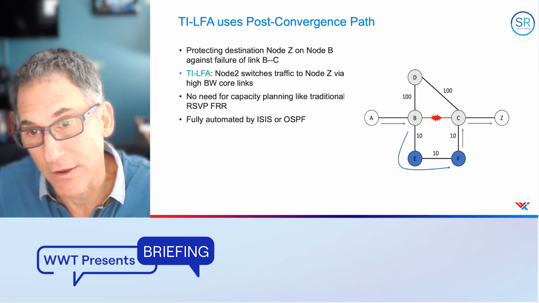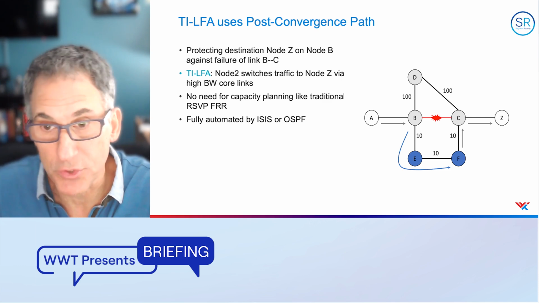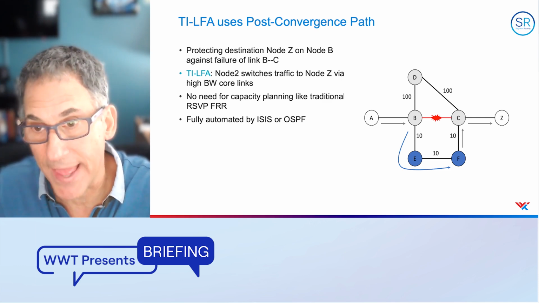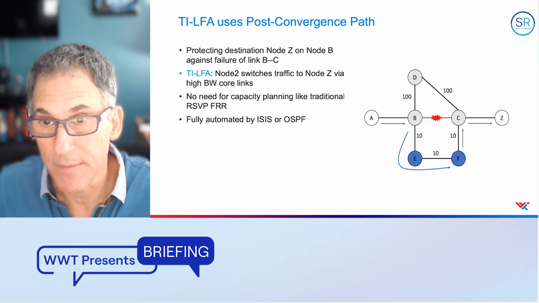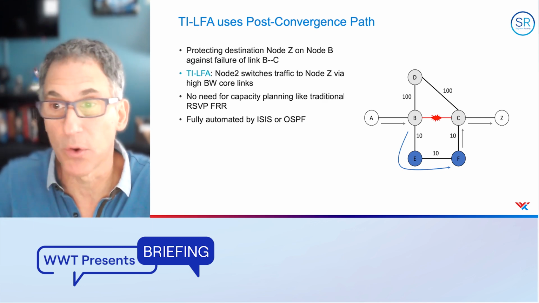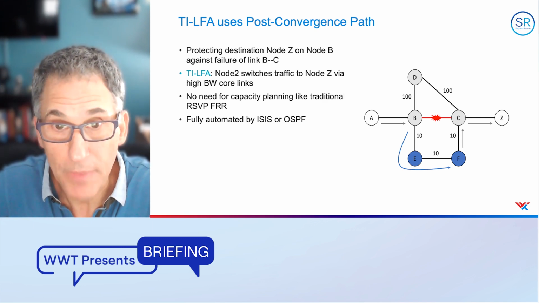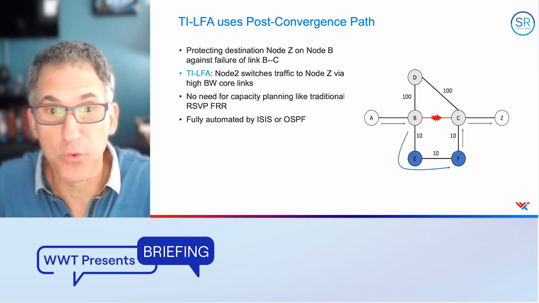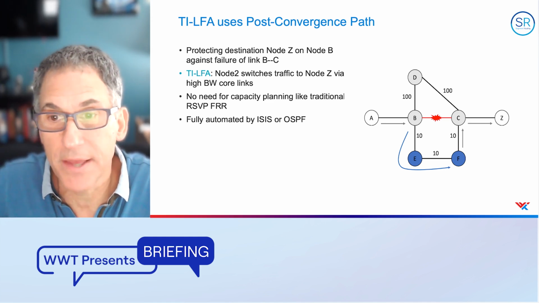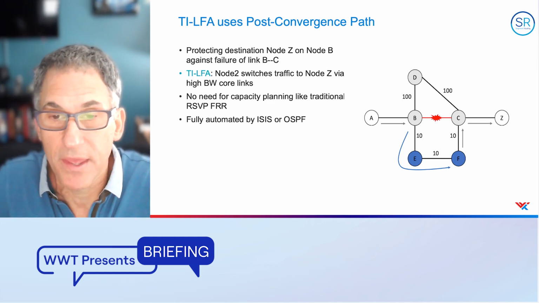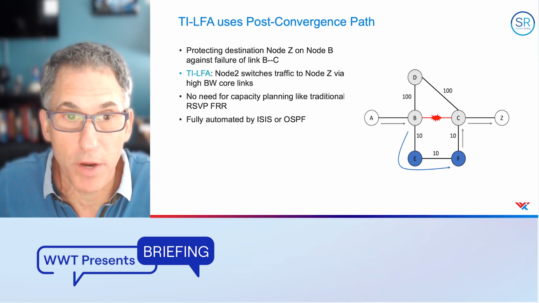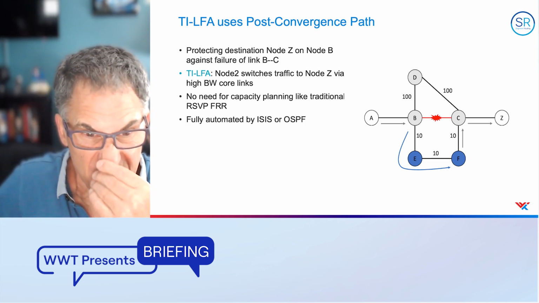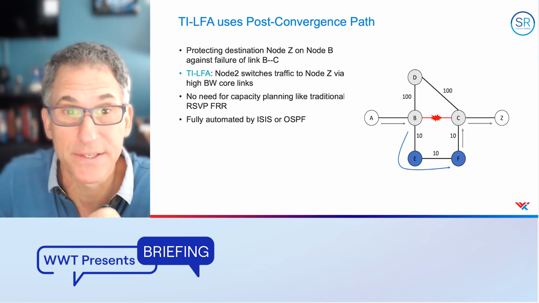We force the packet from E to F using one of those adjacency labels we talked about. It lands on F, and then the packet looks like the original packet that left router A before it got to B, and it gets forwarded to Z. I know that's a mouthful, but remember, this is all fully automated by ISIS and OSPF. So you don't have to do anything except for turn it on. Understanding it is nice, but it's not a requirement to deploy it. And again, no capacity planning.